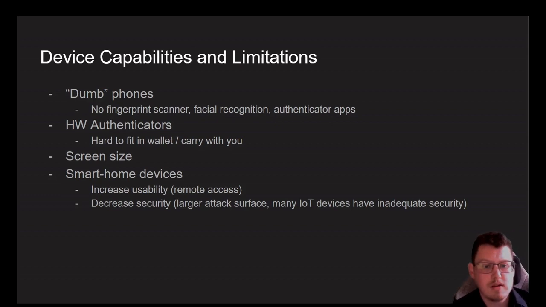And then we've got things like smart home devices. So these do increase the usability. For example, you might have an internal webcam or a security system at home, like a digital lock. They increase the usability by giving you remote access, but they also decrease the security by potentially increasing the attack surface. And many IoT devices do have inadequate security, especially cheap ones. A lot of these devices were built to be sold for as cheap as possible, and security in those cases was often seen as an extra expense.